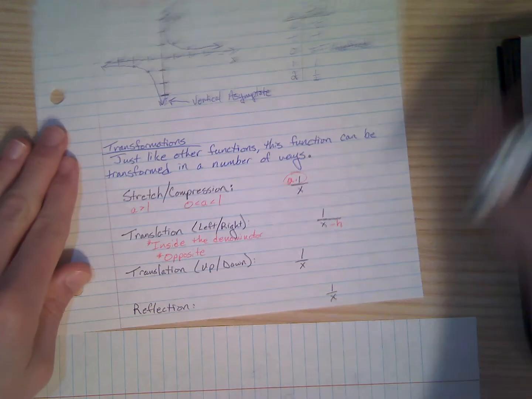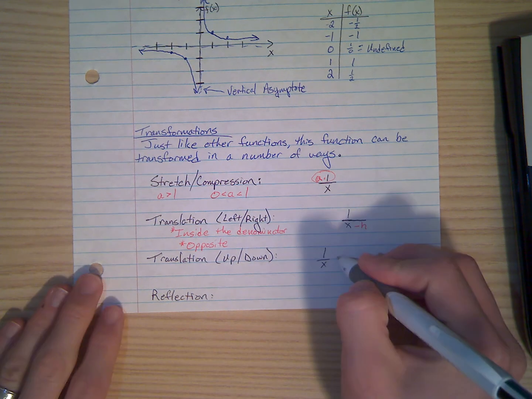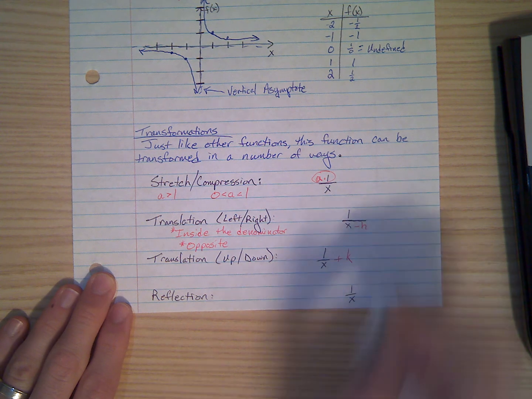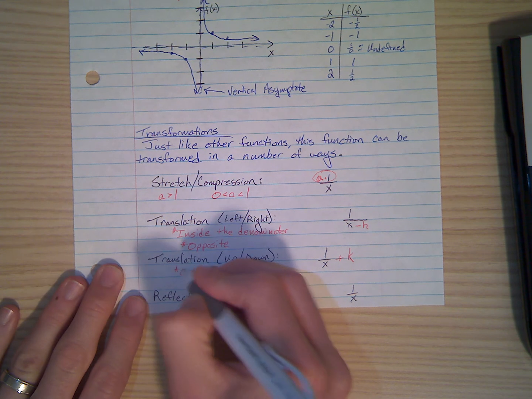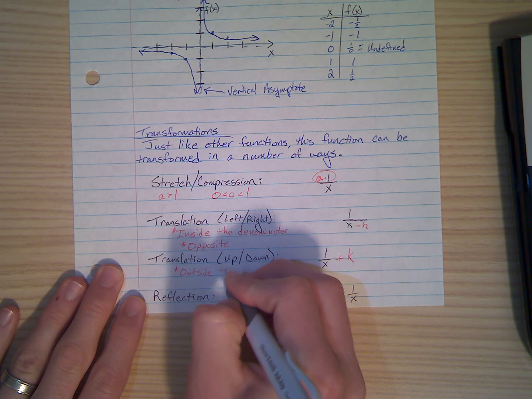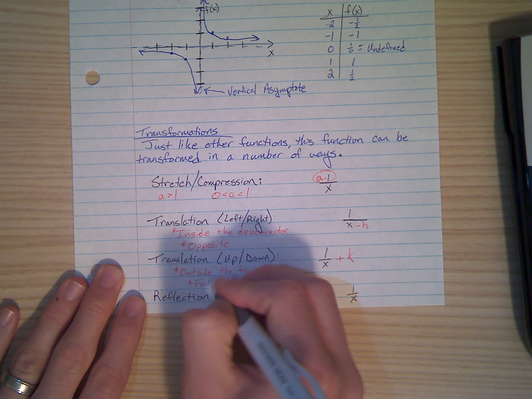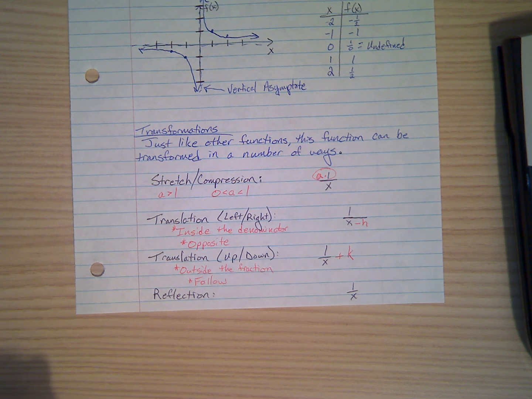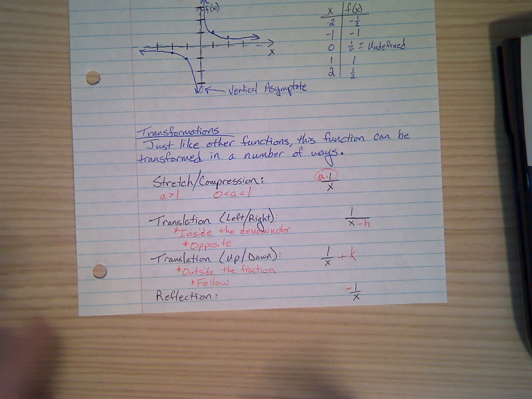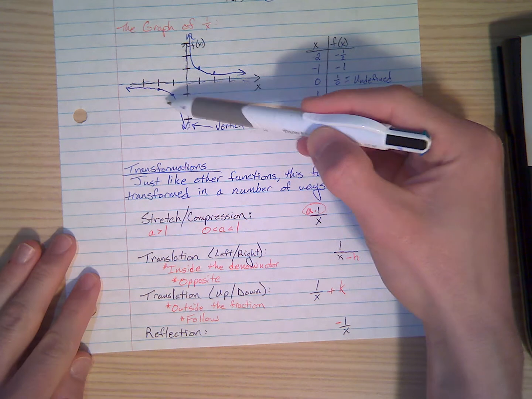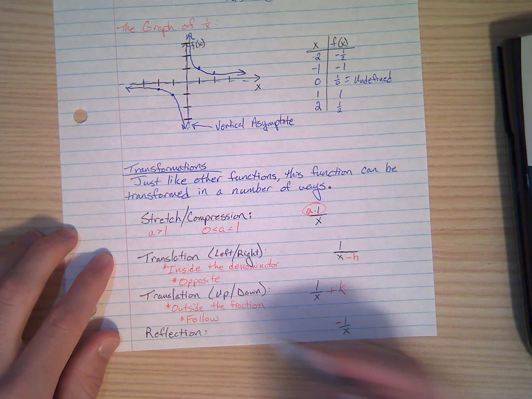If we're adding or subtracting something to the function outside the 1 over x, maybe at the end here, some value outside the actual fraction, that's going to move it up or down. And again, you follow the sign when you are moving up or down. And then finally, for a reflection, if the fraction is negative, it's going to reflect it. Essentially, this little branch is going to be up here, this branch is going to be down here. It's just going to flip. Okay, so the negative sign.